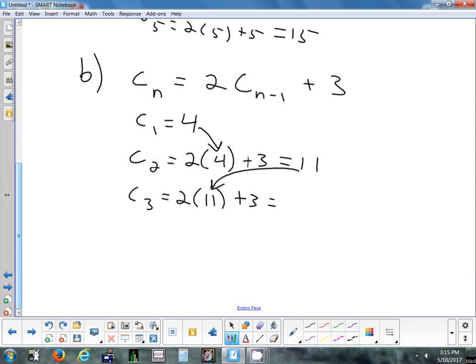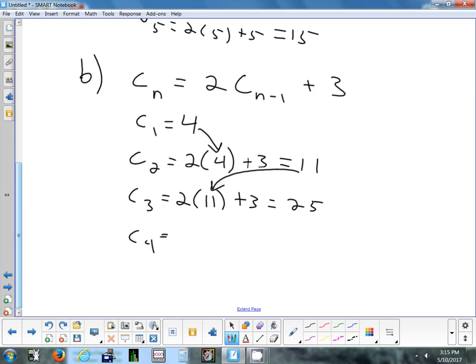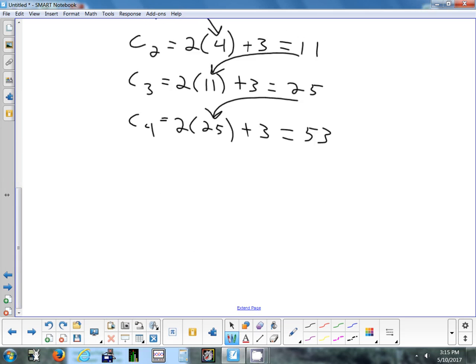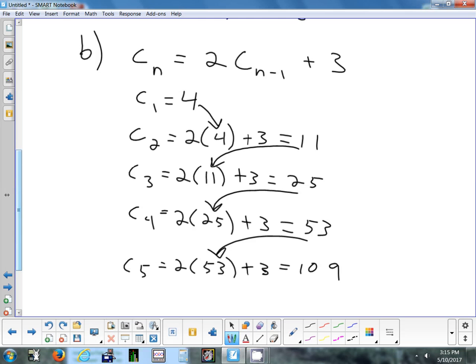So what's this one? 25. Calculation for C sub 4: 2 times 25, and then add 3. That's 53. And C sub 5: 2 times 53 plus 3. So you're just taking the previous one and plugging it in every time. Yes. And that would be 109.